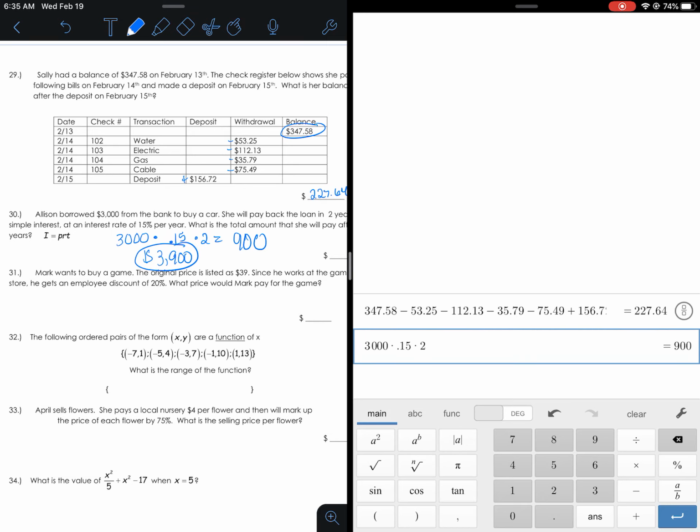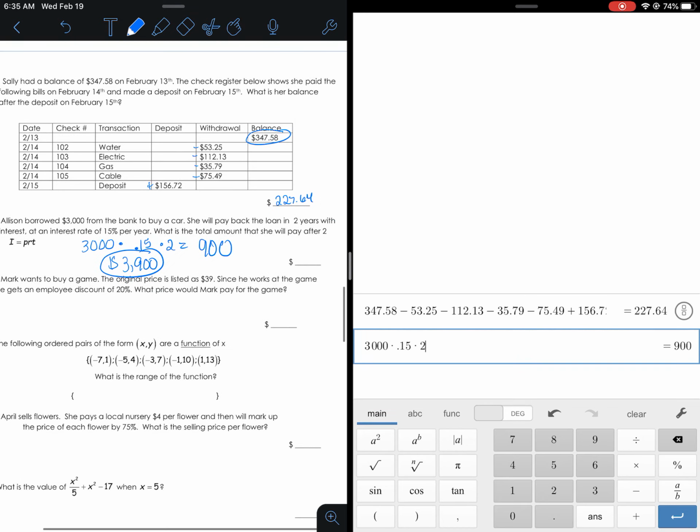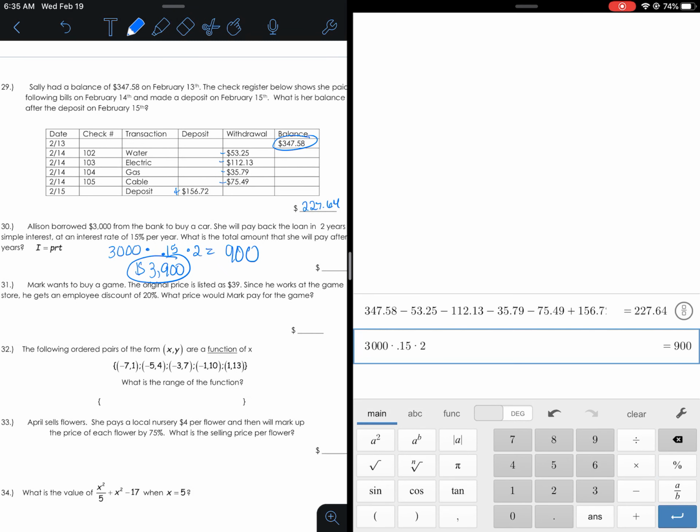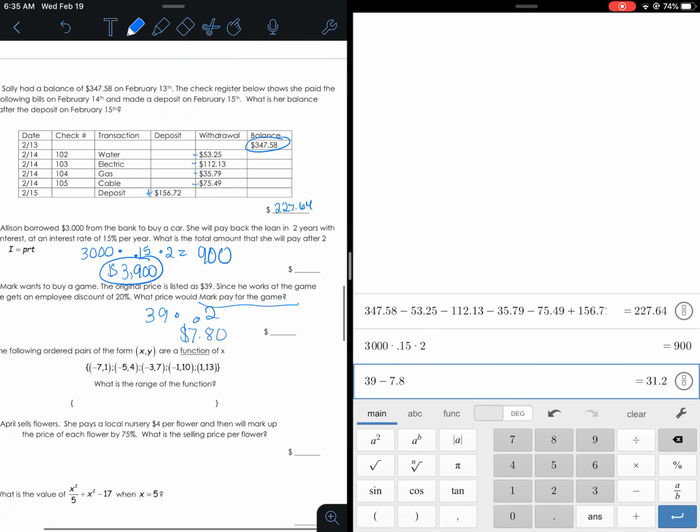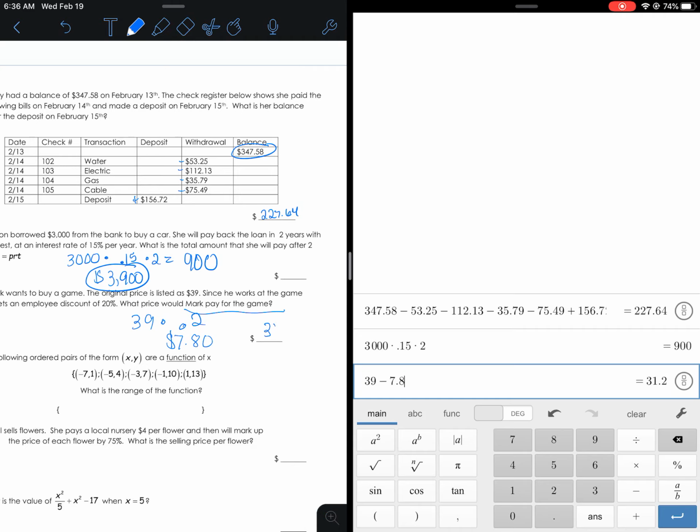So, for number 31, the original price, he works at the game store, he gets a 20% discount. How much would he pay for the game? So you're going to do $39 times 0.2, which I can just do here. So 39 times 0.2 would be $7.80. So that is how much his discount is. So how much would he pay for the game? You would take $39 and subtract his discount, because he's saving some money. So it'd be $31.20.